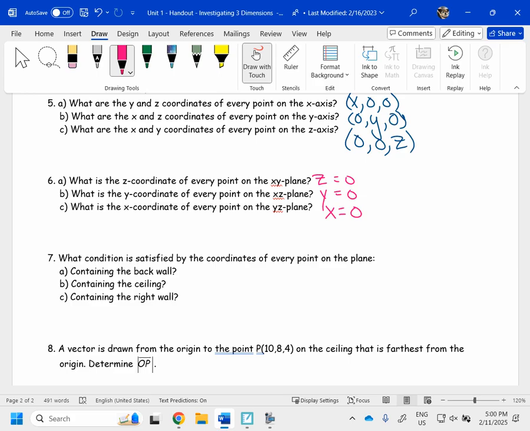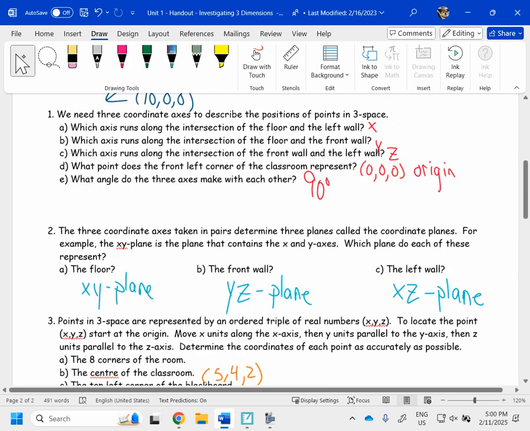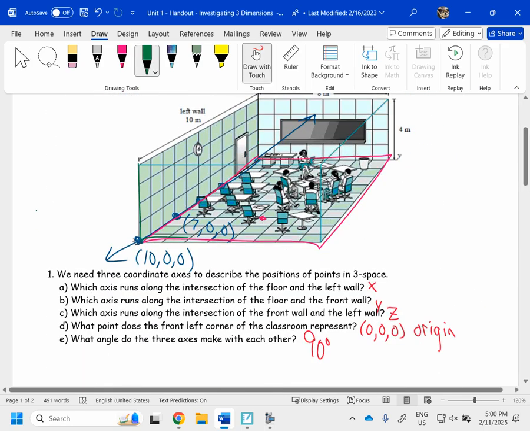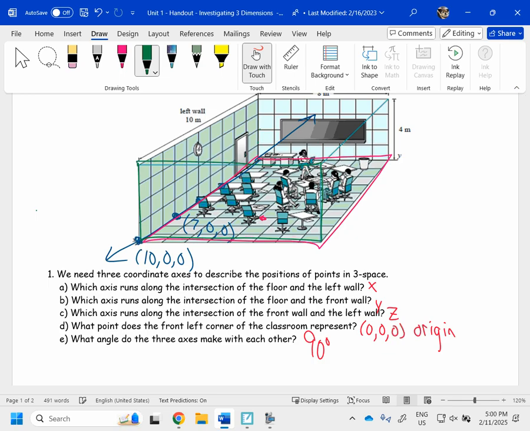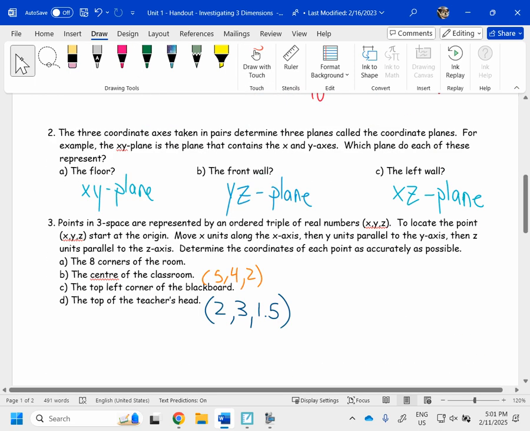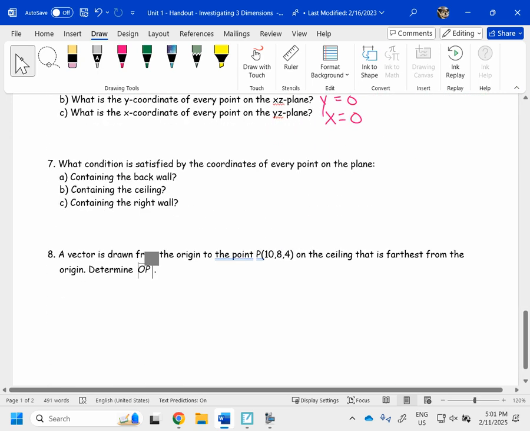Okay, number 7, what condition is satisfied by every point on the plane that contains the back wall? So what do I know about the back wall? The back wall is made up of a y value, because I have to go left or right on it. It's made up of a z value, because I'm going up or down on it. But to get to that back wall, which is in our picture right here, every x value has to be that far from the front. Doesn't matter where I am on that wall, I'm always the same distance from the front. So no matter what, x has to be 10. So every point on here is going to be 10, and some y, and some z.